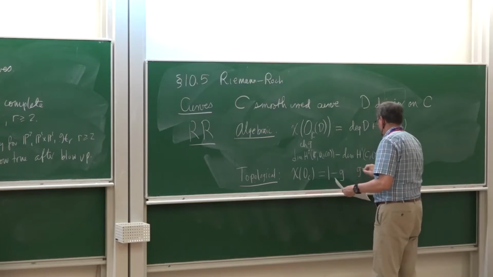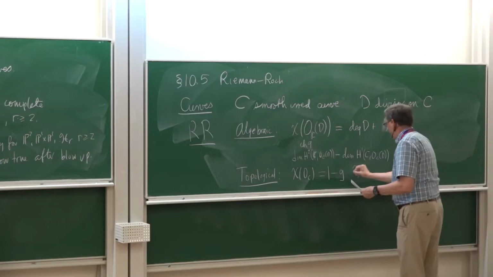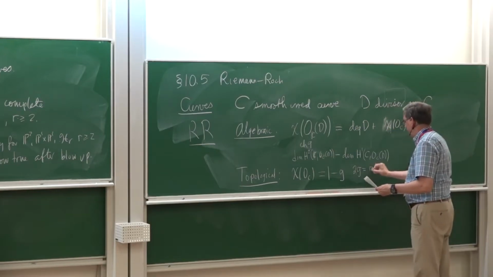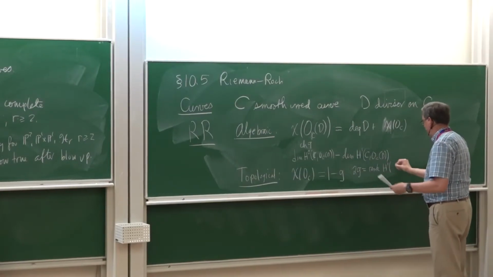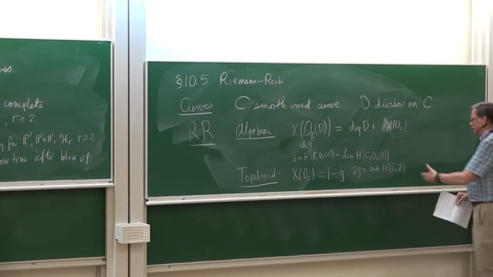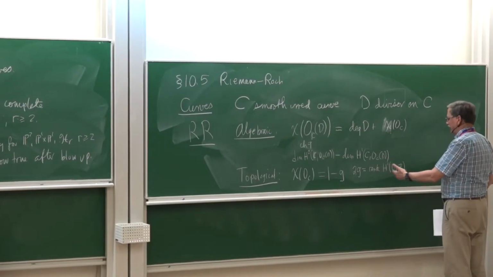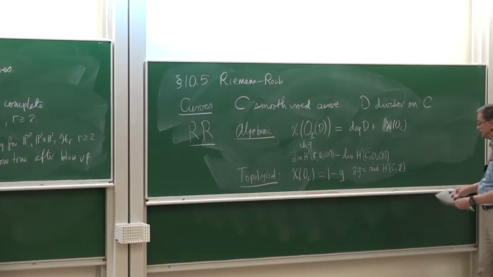And the genus here is the topological genus. If you're thinking in terms of cohomology, you take the integral cohomology of the curve, and it turns out that this is a free abelian group of rank 2G, where G is the number of holes in the Riemann surface.